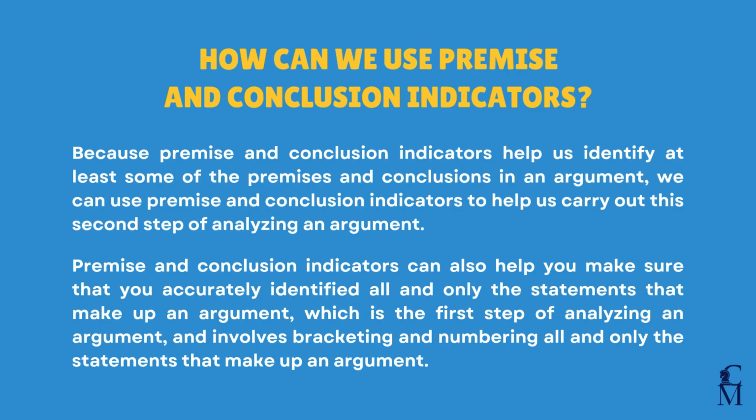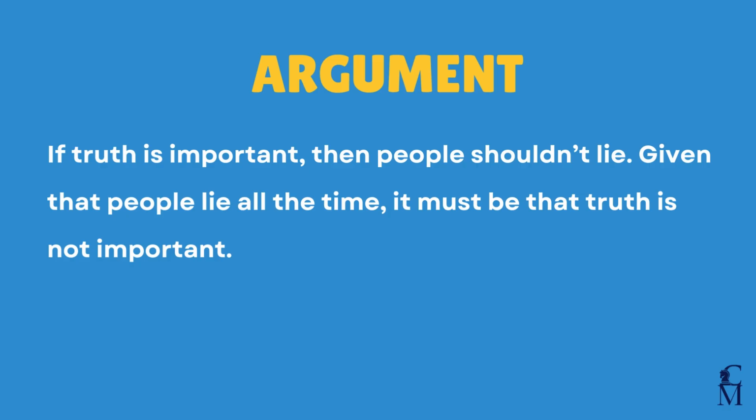To demonstrate how identifying premise and conclusion indicators can help you carry out the second step of identifying all the premises and conclusions of an argument, as well as to help you ensure that you accurately bracket and number at least some of the statements in an argument, consider the following argument. If truth is important, then people should not lie. Given that people lie all the time, it must be that truth is not important. Pause this video and write down the argument so you can follow the demonstration with me.